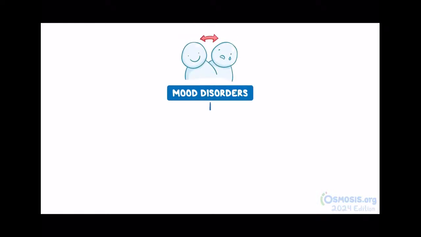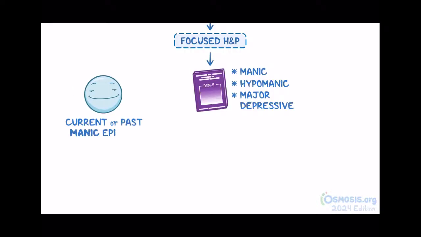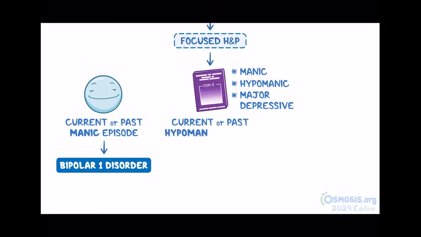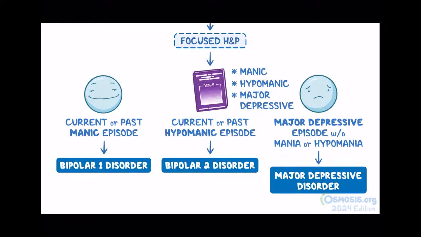Alright, as a quick recap. When assessing a patient with mood disorder, first perform the safety assessment, then obtain a focused history and physical exam. Use the DSM-5 criteria to assess for manic, hypomanic, and major depressive episodes. A current or past manic episode suggests bipolar 1 disorder. A current or past hypomanic episode combined with a major depressive episode indicate bipolar 2 disorder, while a major depressive episode without mania or hypomania is suggestive of major depressive disorder.